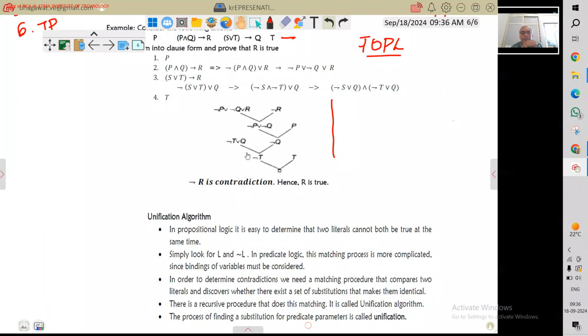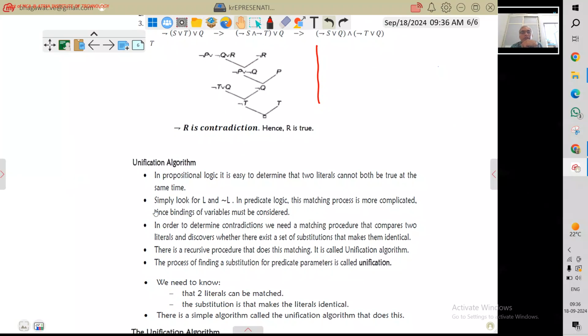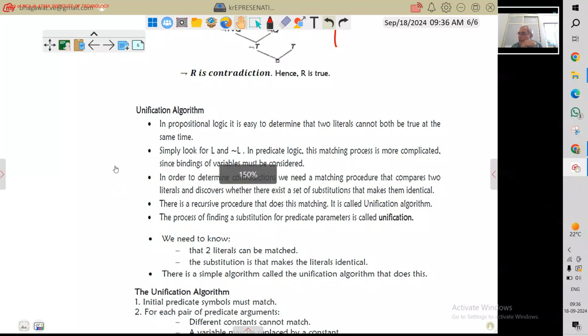So this is how the resolution principle works, and this is what we have already discussed in our last class with this particular example. Now let us look into another algorithm which is called the unification algorithm. So it is the process of unification. Why is unification very important for us?